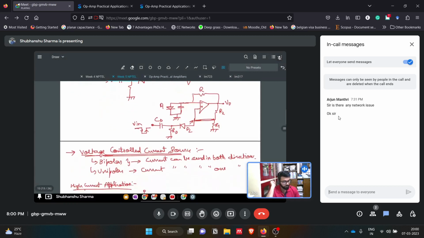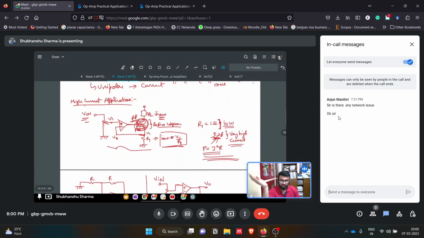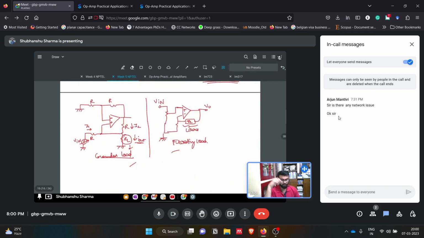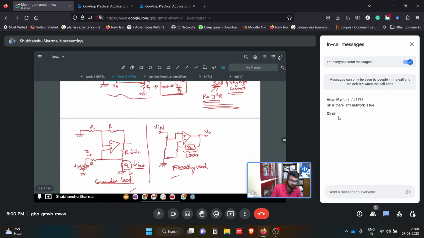Then we saw voltage-controlled current sources, and how they are used in high current applications with various grounding conditions like grounded load and floating loads. After that we discussed some assignment questions, and then some extra questions also.